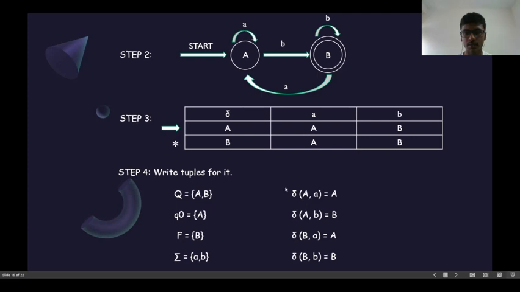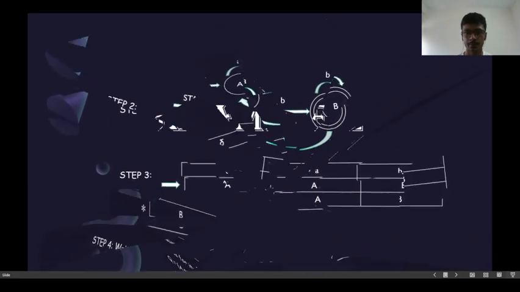So delta of A comma a. The similar way how we wrote the table, we are going to write it here. A comma a gives A. So we write delta of A comma a equal to A. Similarly, A comma b equal to B. B comma a equal to A, and delta of B comma b equal to B. This is how we write the tuples. These are the 4 steps which we use to solve this problem, and these are the main steps. So we have completed solving the first problem.